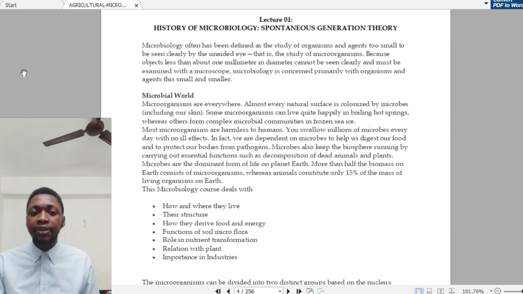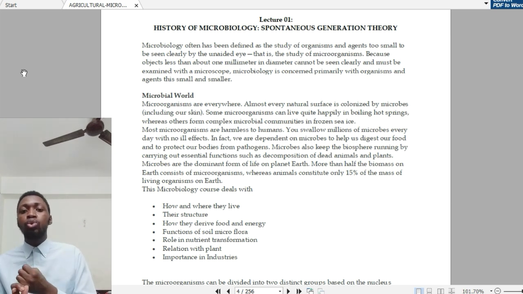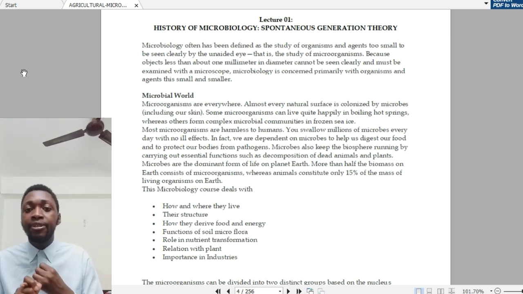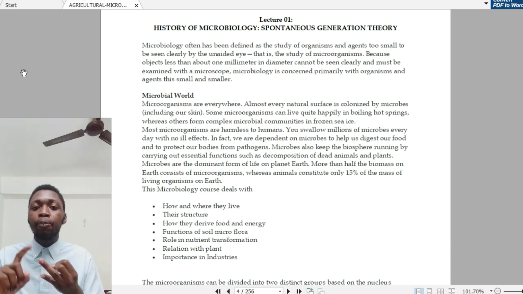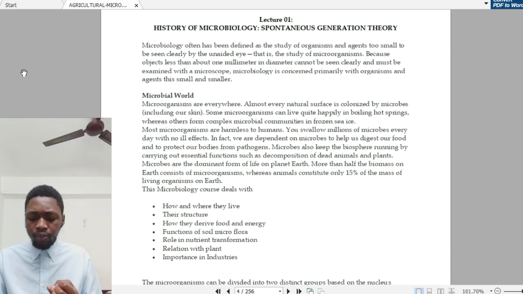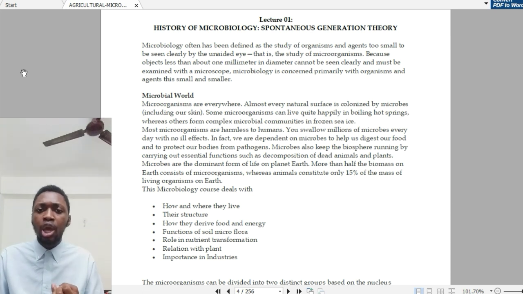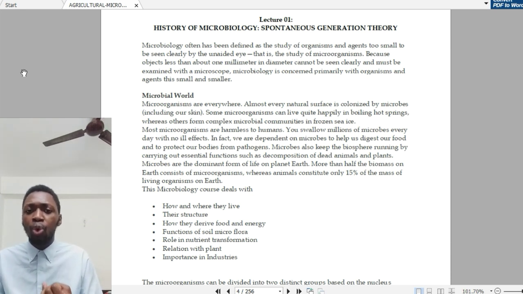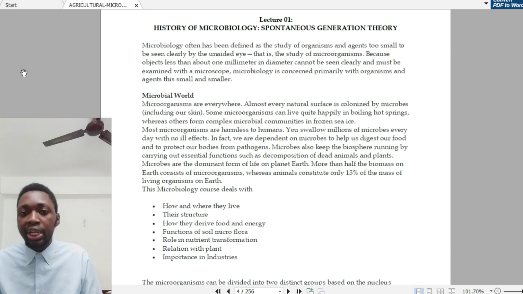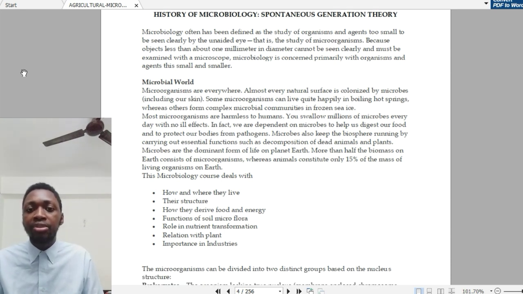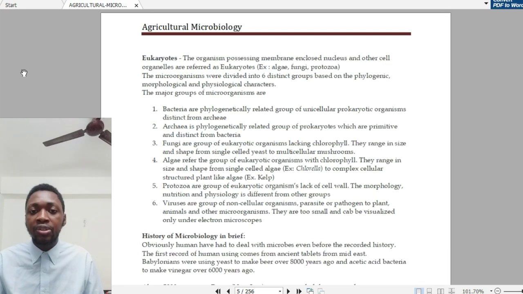Microorganisms can be divided into two groups: the prokaryotes and the eukaryotes. When we talk about the prokaryotes, we are simply talking about those organisms which lack a true nucleus. Organisms which do not have a true nucleus are called prokaryotes.